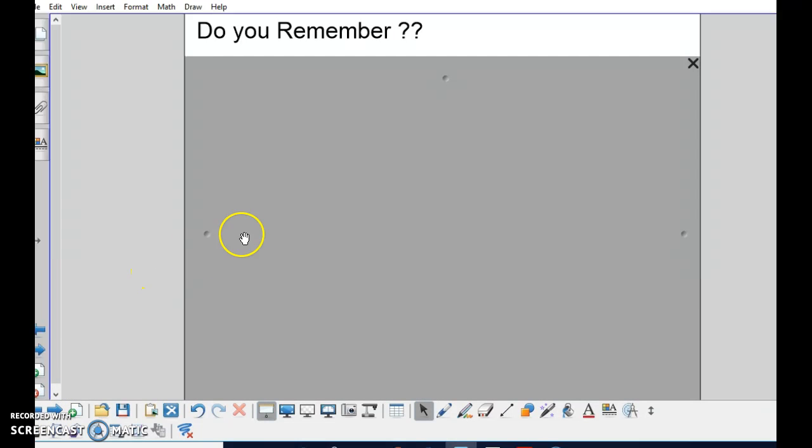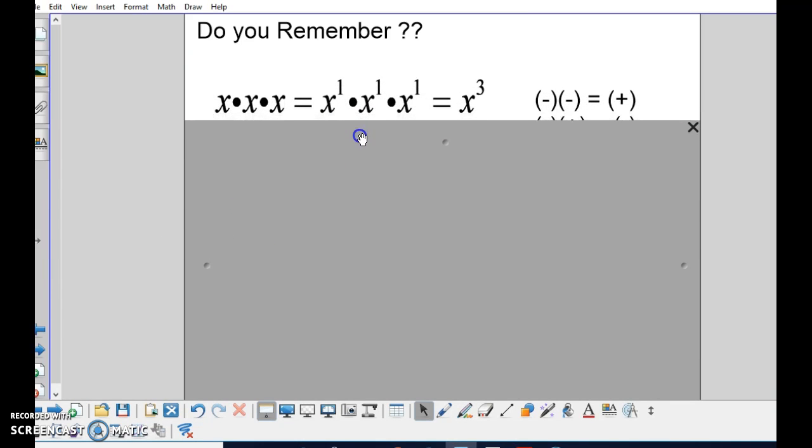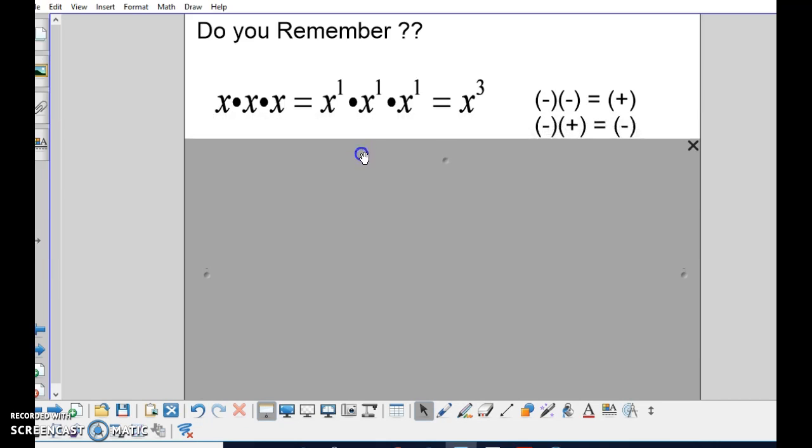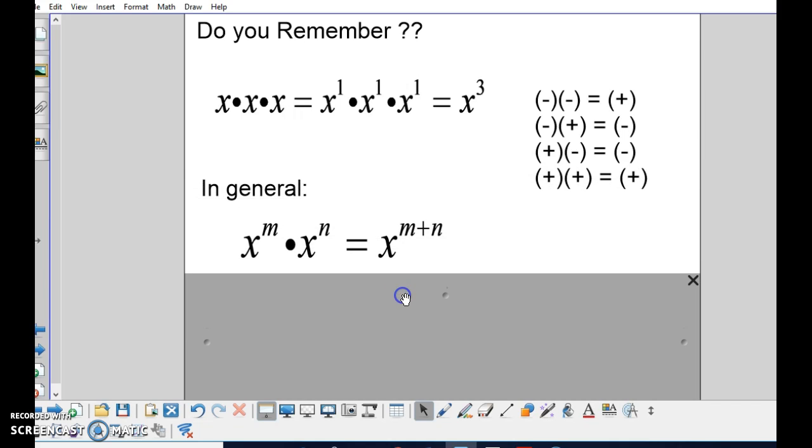Couple things I want to see if you remember. Do you remember your exponent rules? So do you remember that if I have x times x times x, what I'm really doing is the exponents there are 1, and that becomes x cubed. I'm adding 1 plus 1 plus 1. So in general, when we multiply powers of the same base, we end up adding the exponents. So for any x to the m power times x to the n power, we add m plus n.